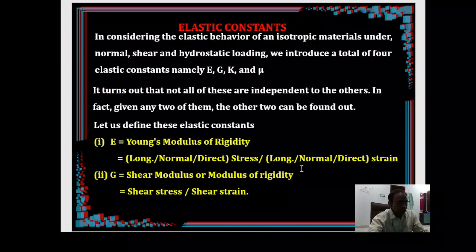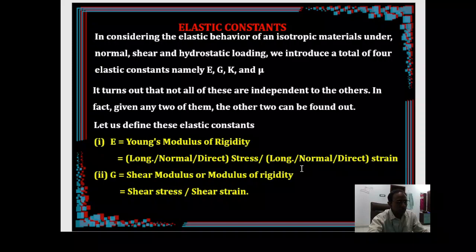So we have discussed in the previous session also that there are four essential elastic constants that deal with all kinds of loading, whether it is normal loading, or shear loading, or even hydrostatic loading. Whatever may be the type of loading, we generally deal with these four elastic constants, namely Young's modulus, shear modulus, bulk modulus, and Poisson's ratio.